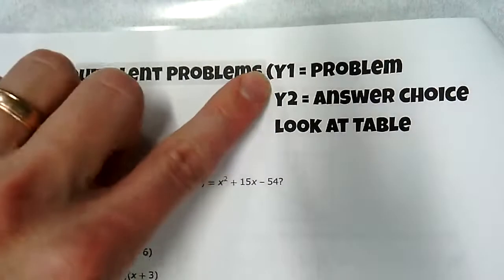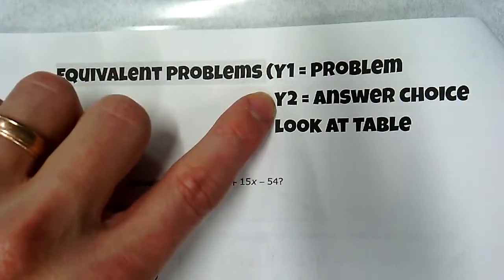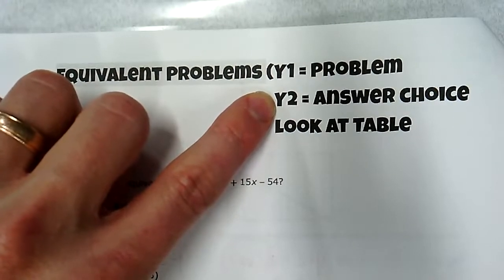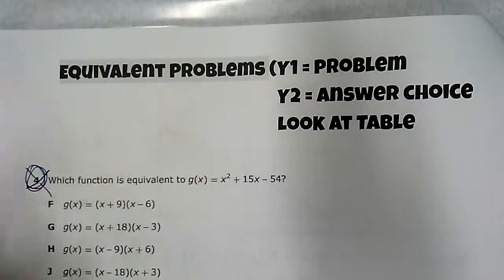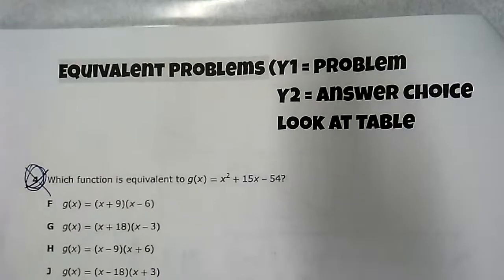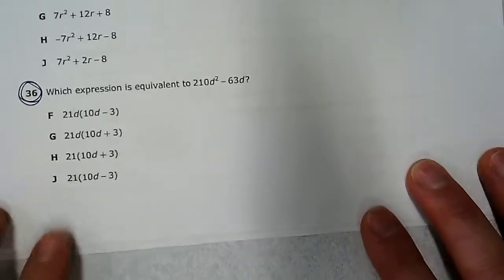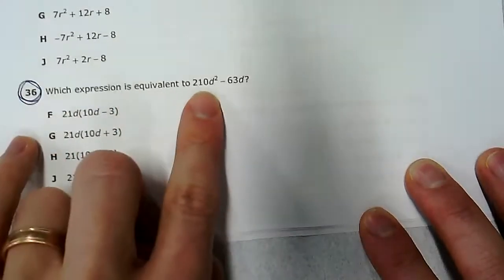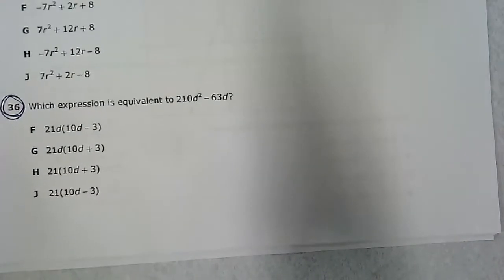So if we take something from our problem and plug it into y1, and take one of our answer choices and plug it into y2, that means our table and our graph should be exactly the same, because that would make them equivalent. So let's look at an example. We're going to go down and do question 36, at the bottom. It says, which expression is equivalent to 210d squared minus 63d?